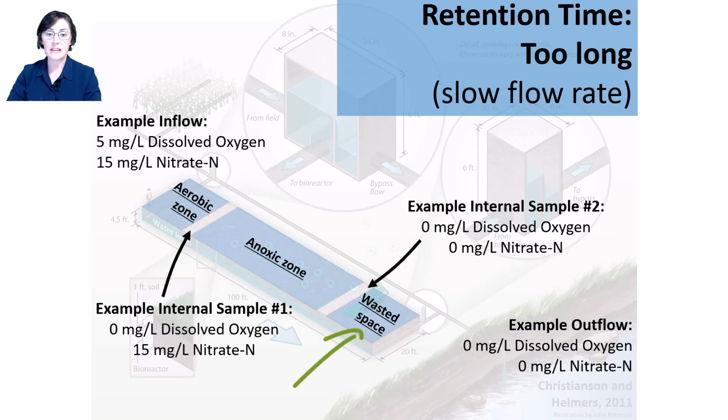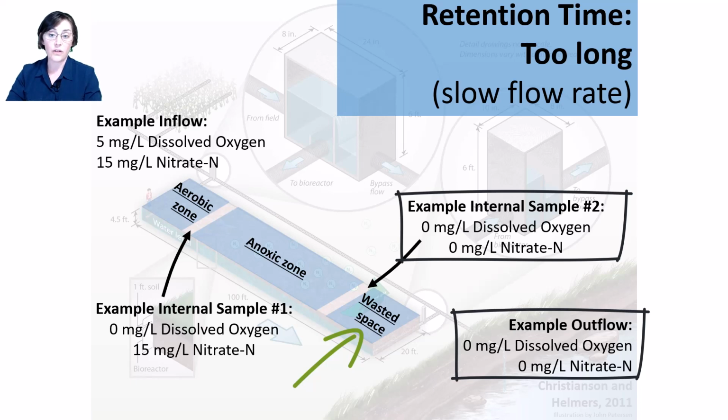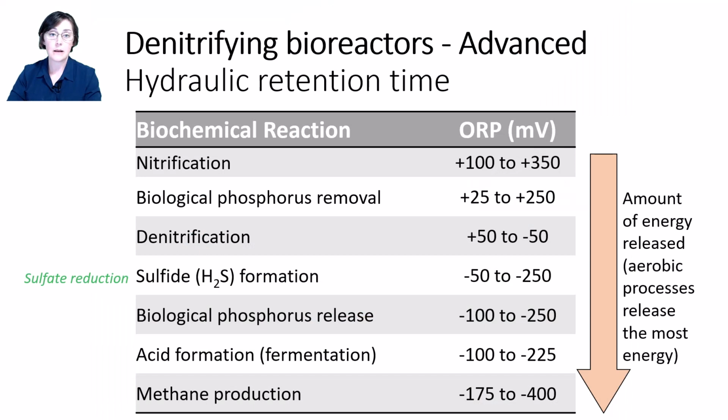So I've labeled this as wasted space, which it is from the perspective of denitrification because there's no more nitrate to remove. But remember, this is still full of carbon, which fuels a ton of different biological processes. After all the nitrate is removed, the conditions continue to become increasingly reduced, and so you move into processes like sulfate reduction or even methanogenesis. Put differently, the bacteria that reduce sulfate start to outcompete the bacteria that reduce nitrate because there is no more nitrate.